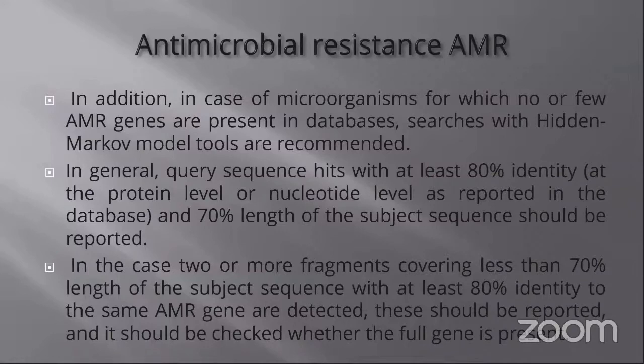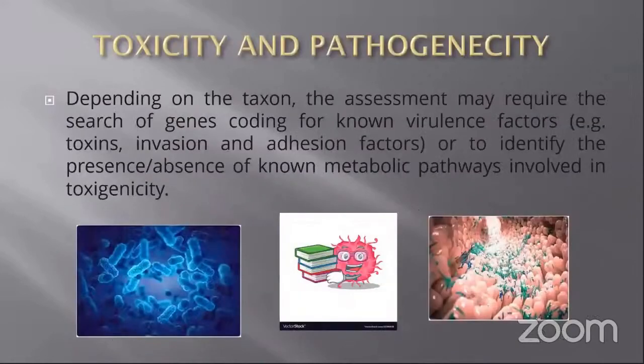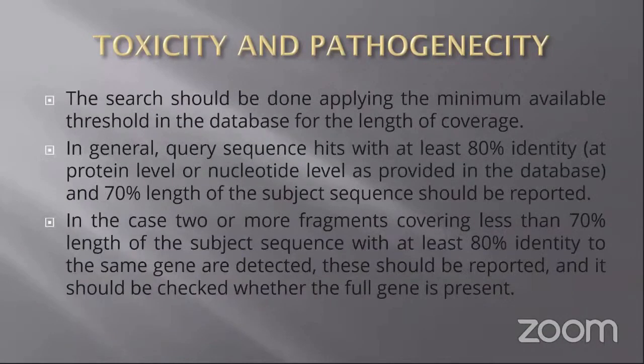Toxicity and pathogenicity. Depending on the taxon, the assessment may require the search of genes coding for virulence factors, for example toxins, invasion, and adhesion factors, or to identify the presence or absence of known metabolic pathways involved in toxigenicity. The search should be done applying the minimum available threshold in the database for the length of coverage.